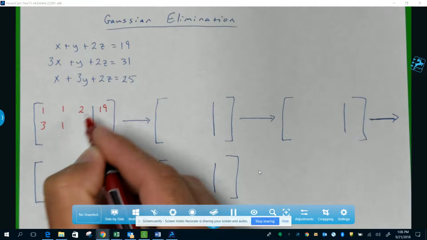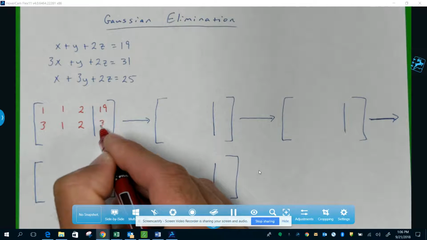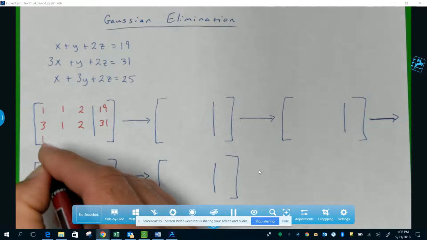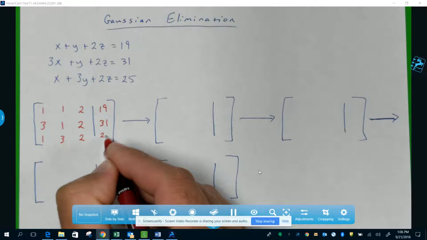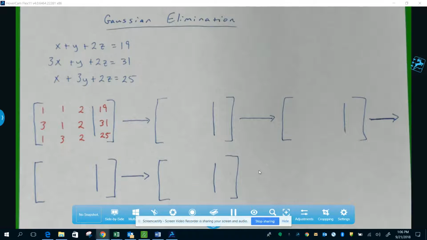3 for the x, 1 for the y, 2 for the z, 31 on the right. Bottom row, row 3: 1 for the x, 3 for the y, 2 for the z, and 25. The setup there is the easy part.